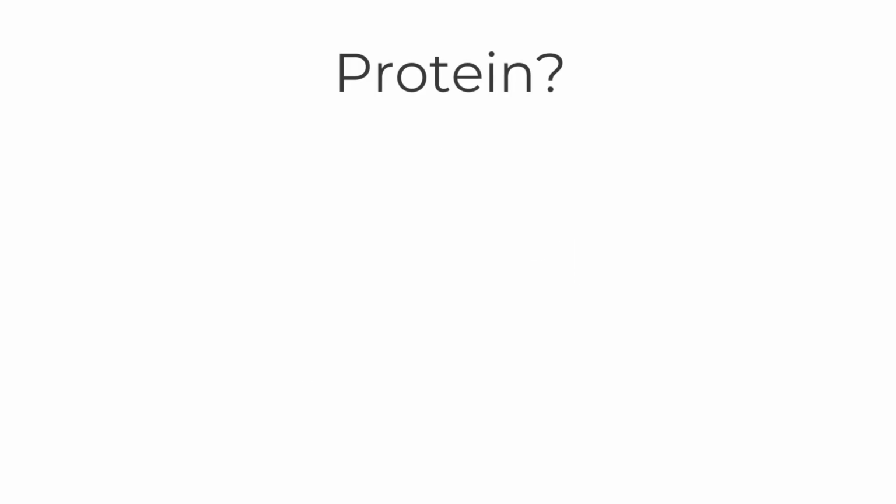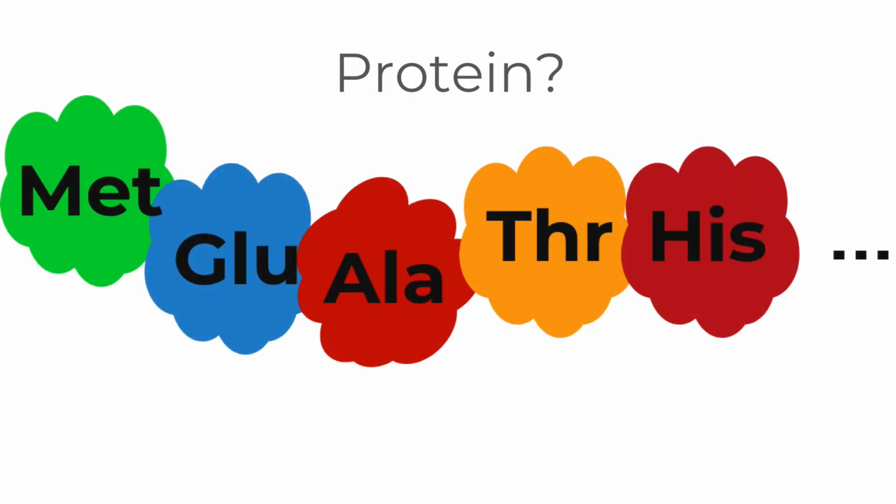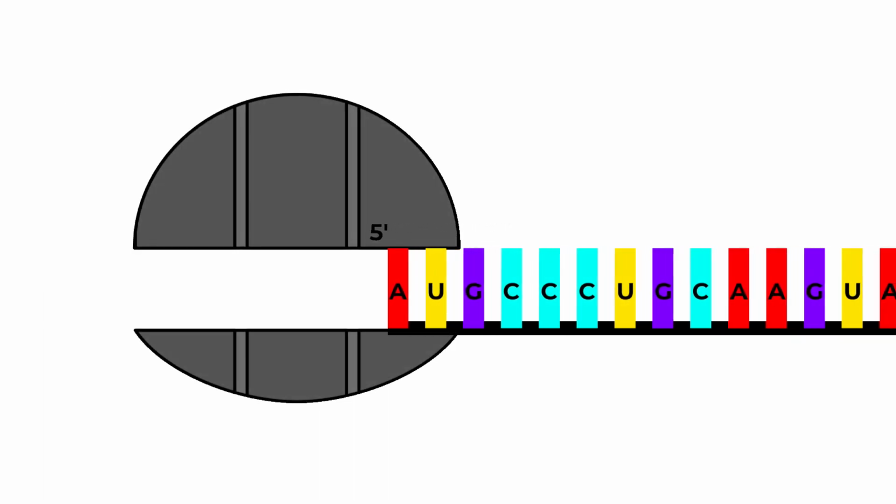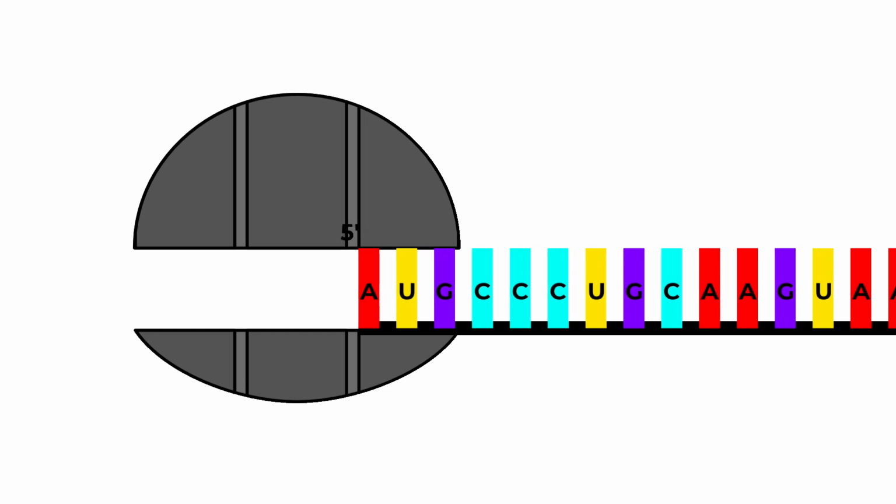But what are proteins? Proteins are chains of different amino acids. The mRNA now enters with its 5' end first into a ribosome. Inside the ribosome are 3 slots. Each of these slots has room for 3 bases. Every slot has a name and a specific function.